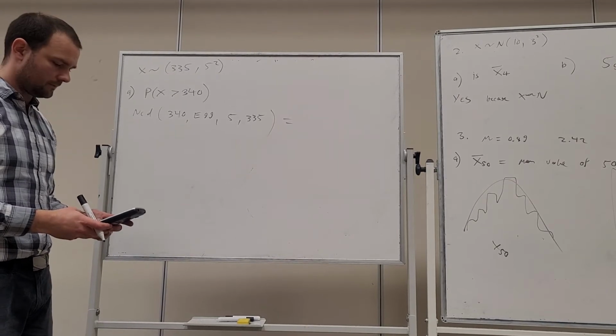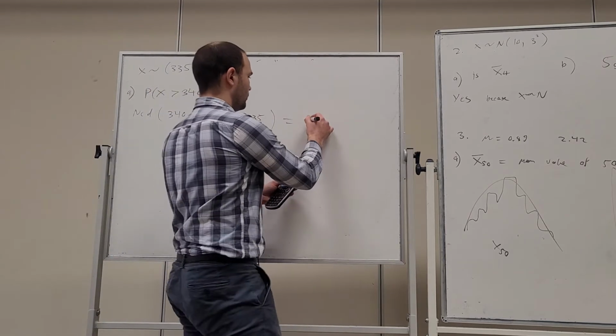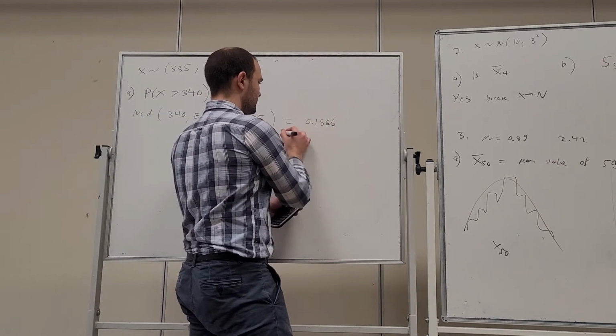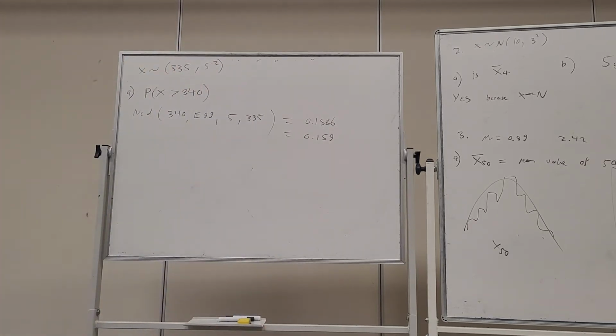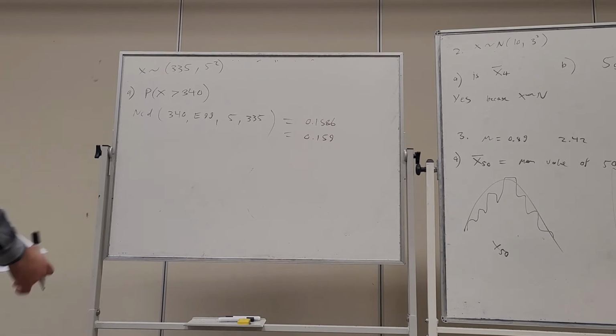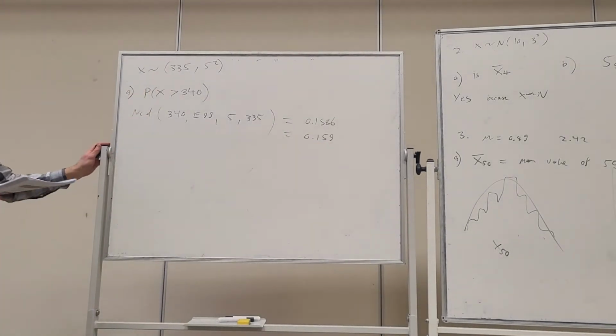E99, 5, 335. I've got 0.1586, which is 0.159. So the probability of getting a bottle that's got more than 340 mils of beer is about 16%, or just under 16%.